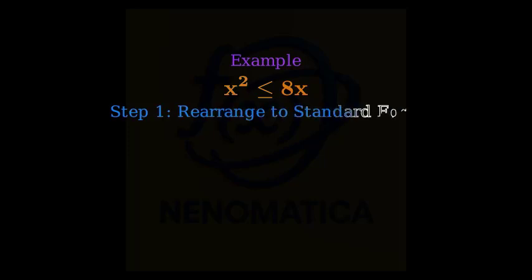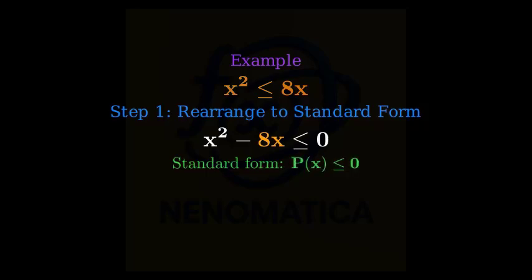In this video, we will solve a quadratic inequality step by step. We will follow the exact structure: rearrange, find roots, analyze signs, and state the solution set. Here is the example x squared is less than or equal to 8x. Step 1. Rearrange to standard form. We move the term 8x to the left and set the inequality less than or equal to 0. So we get x squared minus 8x is less than or equal to 0.